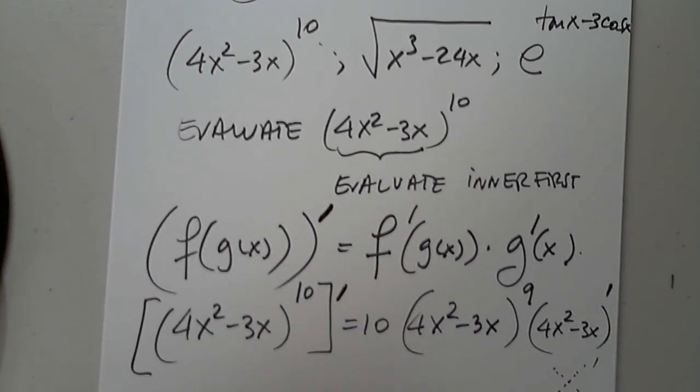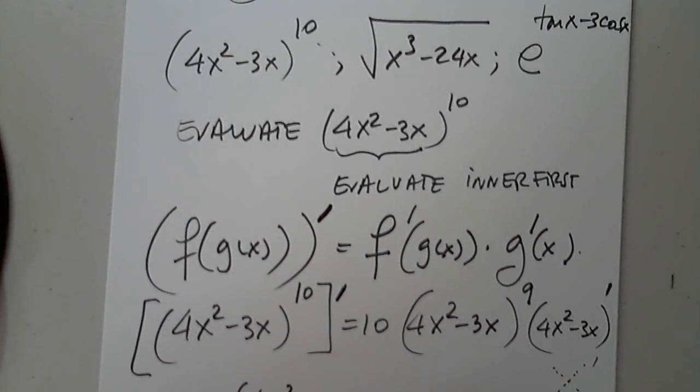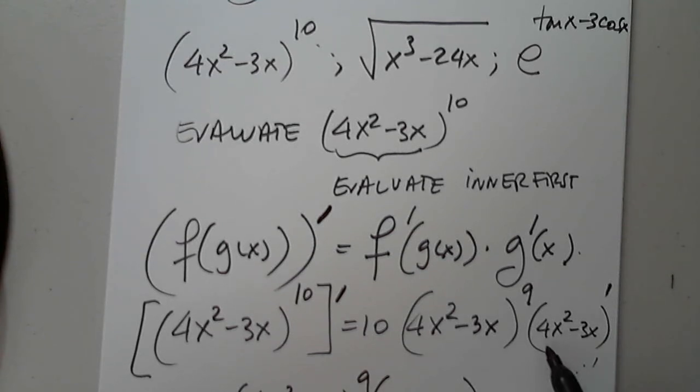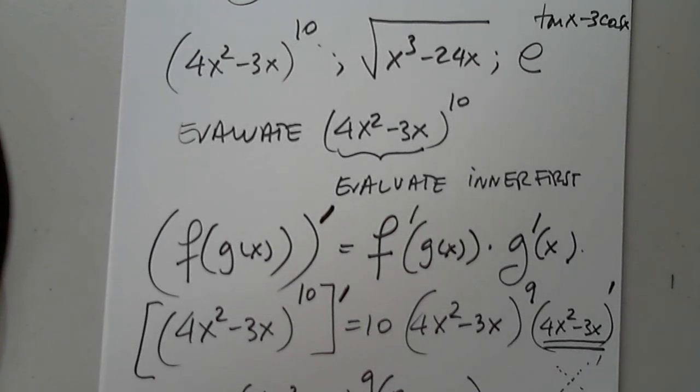So the final answer will be 10. You don't have to do it in 2 steps. I'm explaining it. So 4x squared minus 3x to the 9th times, can anyone give us this function prime? 8x minus 3. That's it. And you don't have to do anything else. This is done.